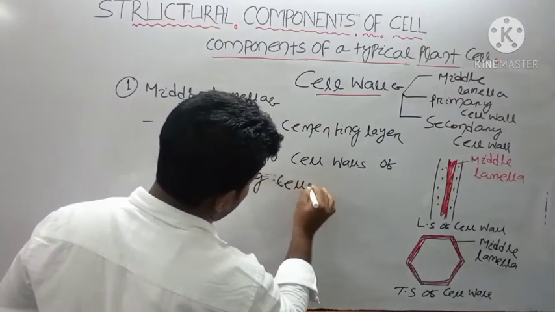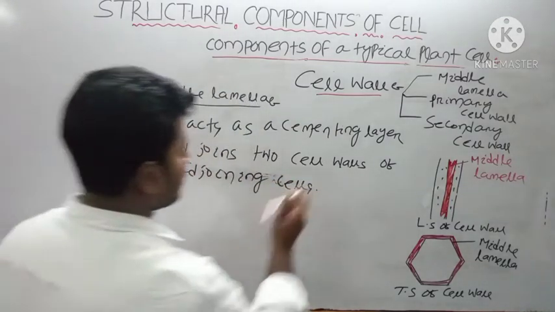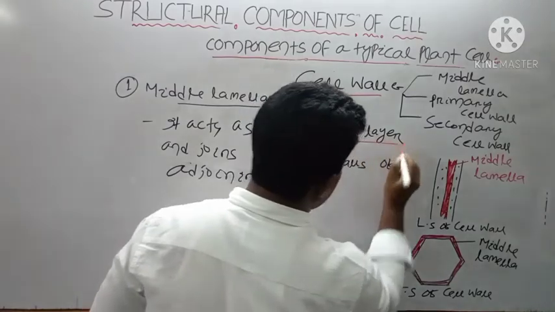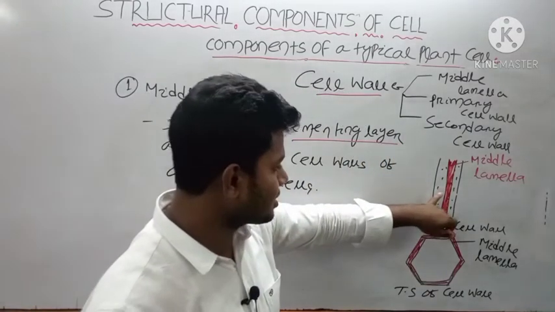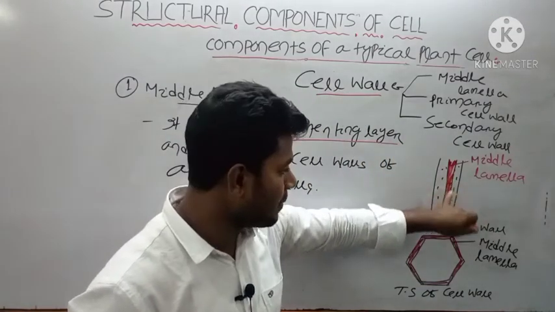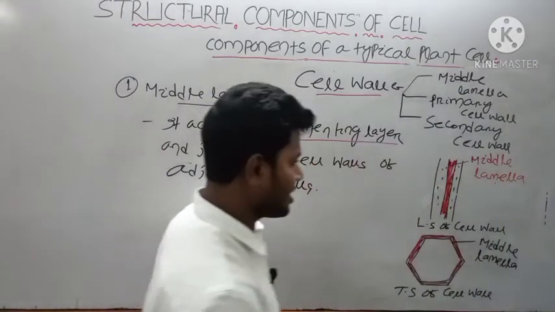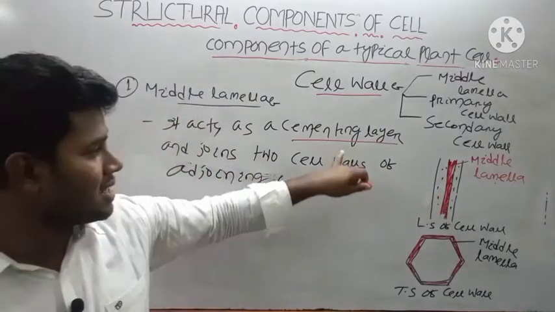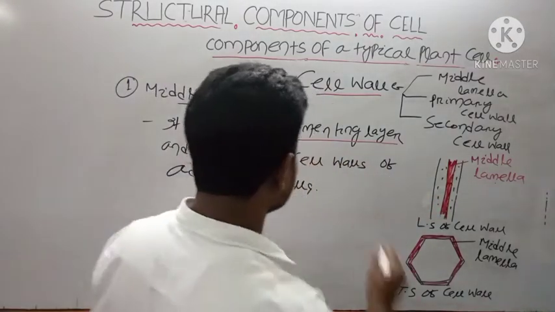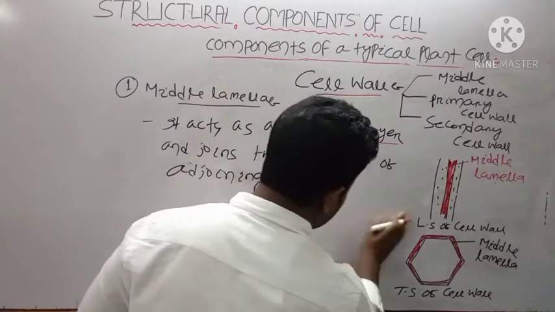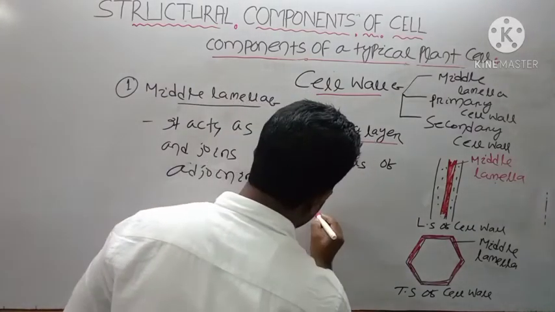Adjoining cells. Okay. Here you can see the cementing layer. Okay, this is one cell and this is one cell. Middle lamella is present in between, and this middle lamella acts as a cementing layer. How does it act as a cementing layer? Because there is the presence of a substance that is known as pectin.